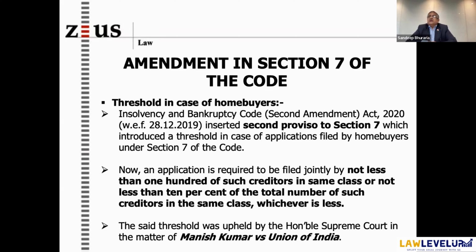Then the legislature introduced this second amendment, and said that not less than 100 of such home buyers in the same class or not less than 10% of the total number of such creditors, whichever is less, can initiate CIRP proceedings under Section 7 against a real estate company. The objective of this was that no individual home buyer could go against a real estate company for initiation of CIRP proceedings. This threshold was questioned in a judgment before the Honorable Supreme Court in the matter of Manish Kumar versus Union of India.